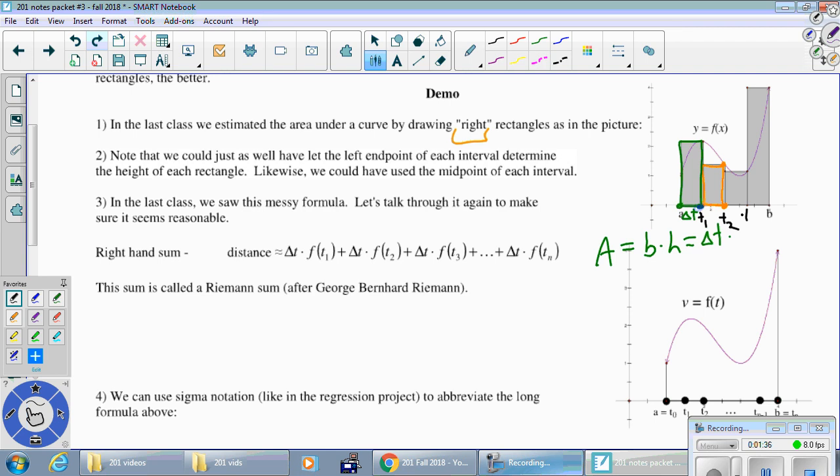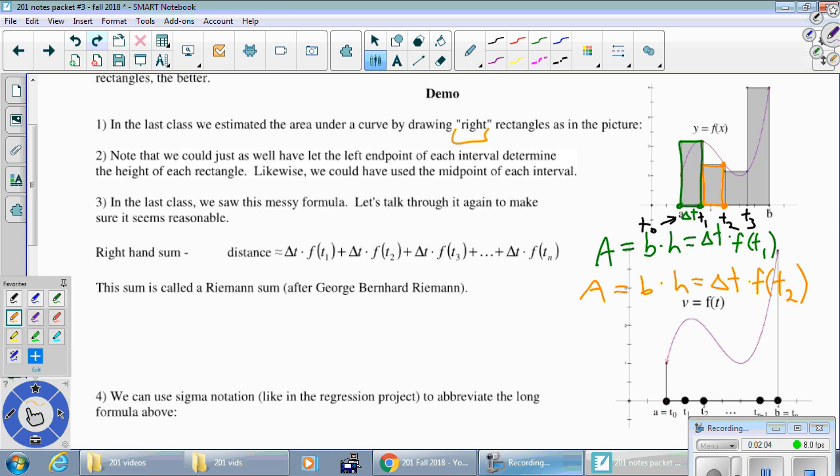T sub 2 was there, and t sub 3 was here. And the very beginning guy we call t sub 0. And so the area of that green rectangle, base times height, is delta t times f of t1. That's the height of that rectangle. And then the area of the orange rectangle, again, is base times height. Bases are all called delta t, and the height of the orange rectangle is the function value at its right-hand endpoint, which is called t2.